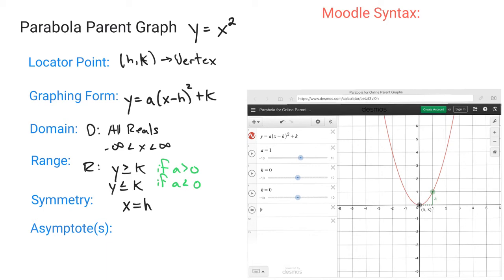Now an asymptote is what value your graph gets closer to as x gets big or small. There is no one consistent y value that this graph is getting closer to. So for a parabola, there is no asymptote.